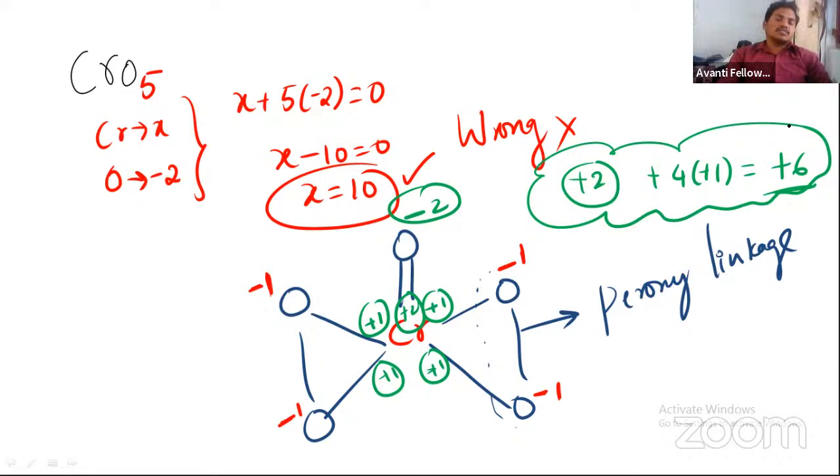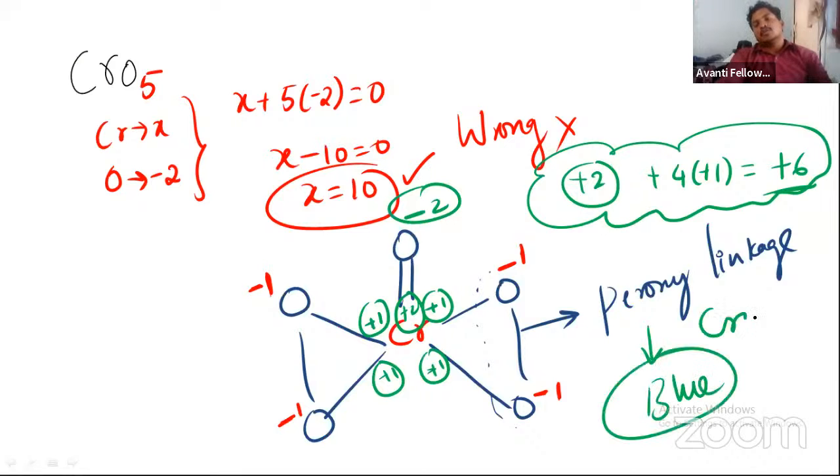If you understand this, please do tell me in the chat box. Clear? So this is called, the color of this one is blue. What is the color of this one? Chromium pentoxide. Chromium pentoxide color is blue. I hope you understand this.